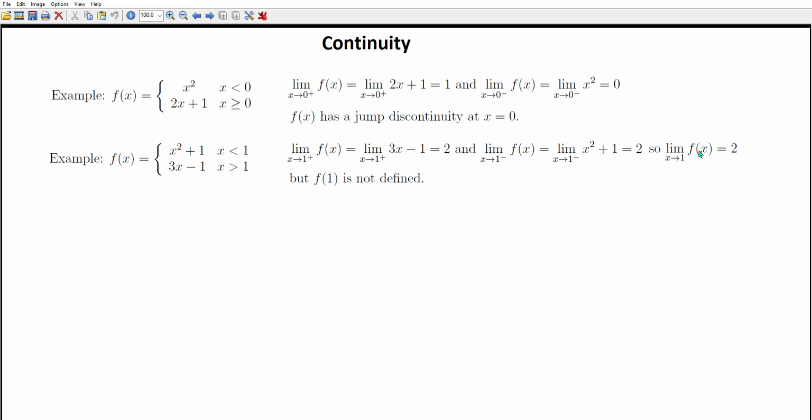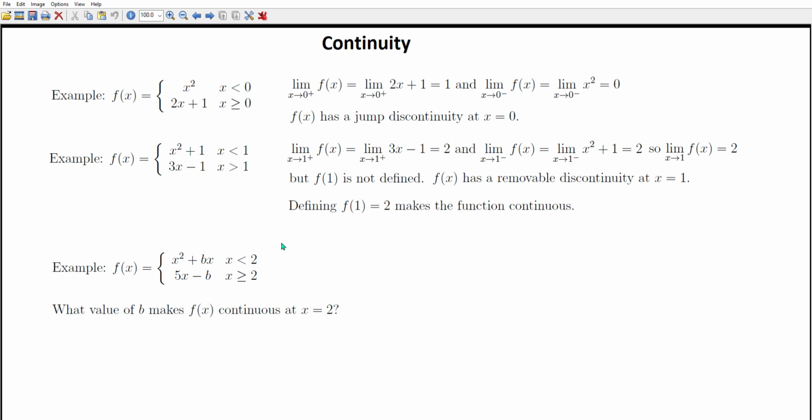So the two-sided limit is 2, but you'll notice that f of 1 is not defined. That means that f of x has a removable discontinuity at x equals 1, because defining f of 1 equals 2 would make this a continuous function.